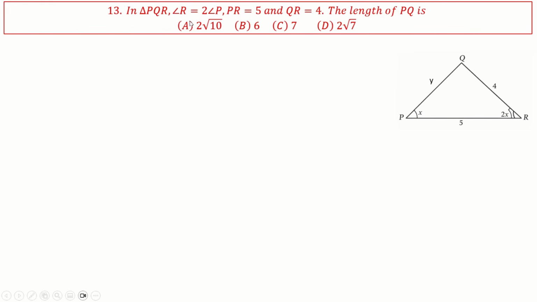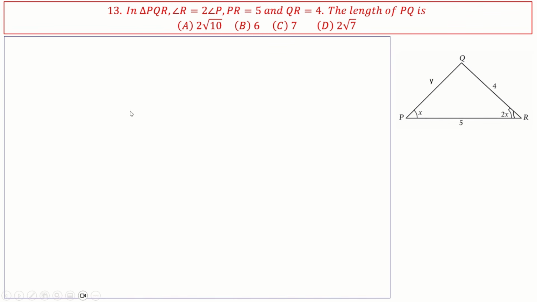In triangle PQR, angle R equal to 2 times angle P, PR equal to 5, QR equal to 4. The length of PQ is? Look at the diagram, you will understand very easily. If this angle is X, this is 2X. QR is 4, PR is 5, and let's say this is Y. Then we need to find PQ, which is Y. So all we need is two angles and two sides. We can apply the sine rule basically.